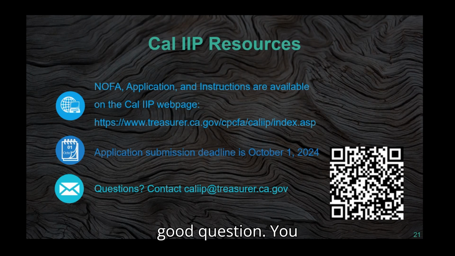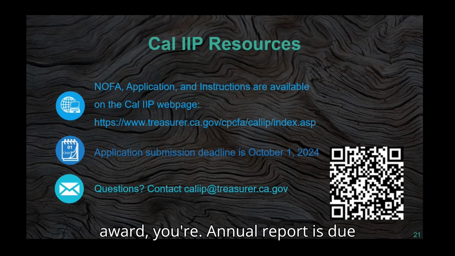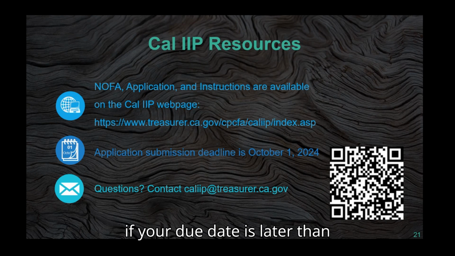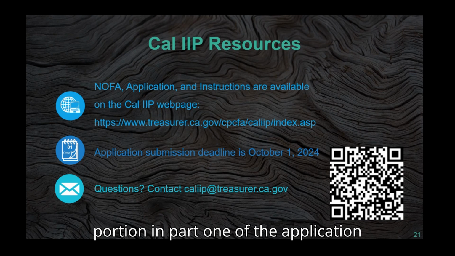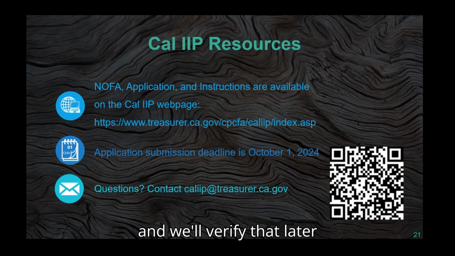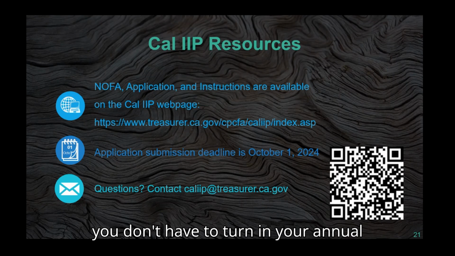That's a good question. If you have received a previous award, your annual report is due on the date that the annual report is due. You don't have to submit it earlier if your due date is later than October 1st. That's why we just have that portion in part 1 of the application asking how much you've expended, and we'll verify that later on before awards are expended in 2025. So you don't have to turn in your annual report early.